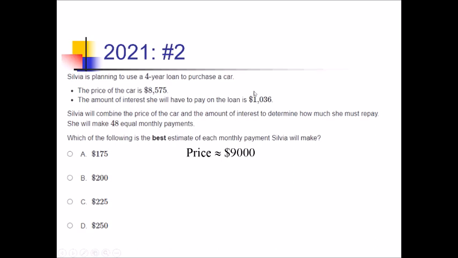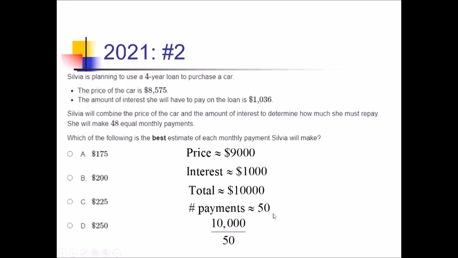Now for the interest, I'll call that $1,000. And that means that the total that she'll pay, these two things combined, we'll round that to $10,000. Next, for the number of monthly payments, 48 doesn't sound fun to divide by, so let's call that 50 instead. And to do this calculation, then, we're doing 10,000 divided by 50. That'll tell us how much each payment individually is. So if we just think about canceling out one of these zeros, we've basically got 1,000 divided by 5, which is going to come out to 200. So that's $200, choice B.